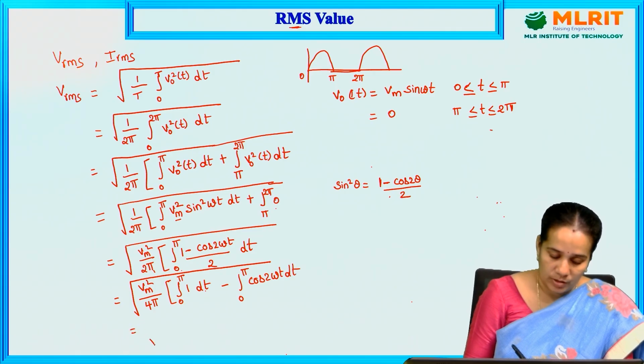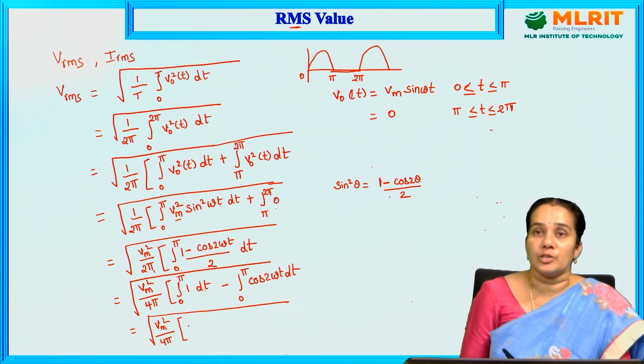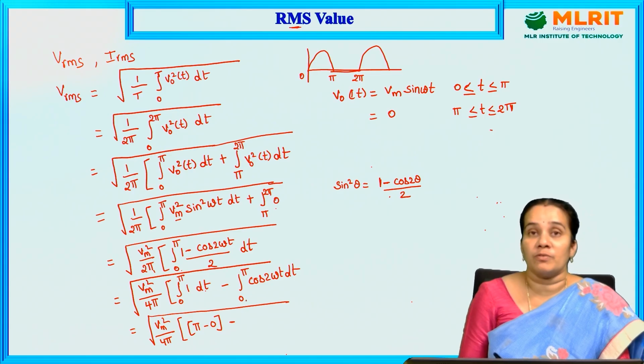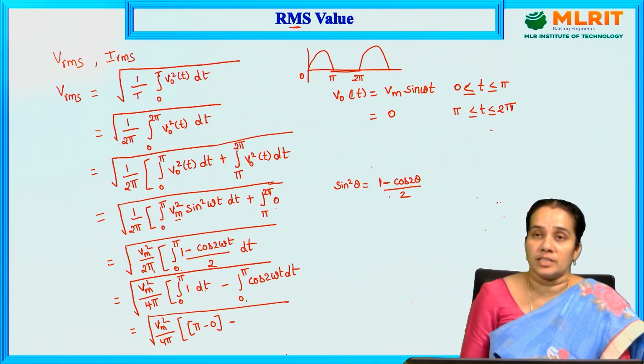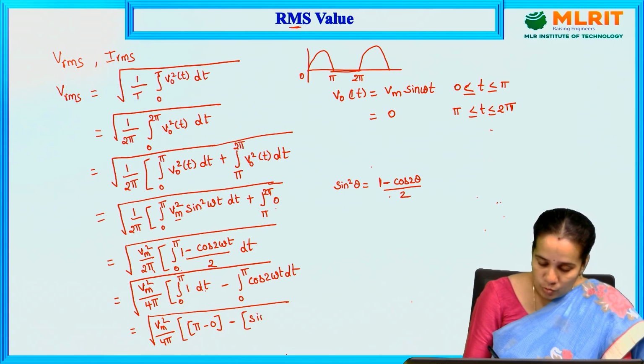That is equal to the square root of Vm square by 4 pi times the integral of 1 into dt, which is nothing but t, and we apply the limits pi for the upper limit and 0 for the lower limit. Pi minus 0 is pi, and the integration of cos theta is sin theta. So sin 2 omega t by 2 under the limits 0 to pi.